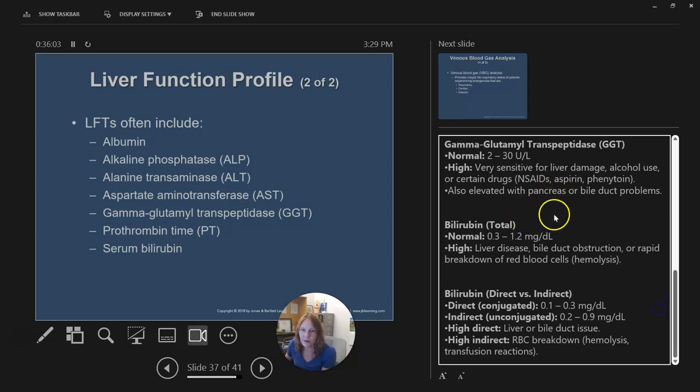Bilirubin, thankfully I got an easy one. Normal is 0.3 to 1.2. High levels could mean liver disease, bile duct obstruction, or rapid breakdown of red blood cells. So we have a direct versus indirect with our bilirubin. Our direct would be 0.1 to 0.3 milligrams. Our indirect could be 0.2 to 0.9. A high direct could be liver or bile duct issues, and a high indirect could be red blood cell breakdown.